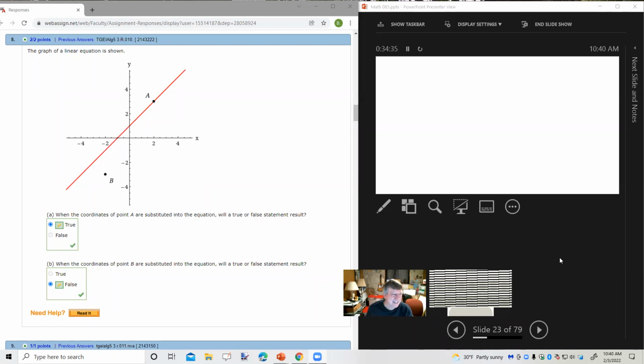I'm okay with it. All right, let's take a look at number 8. The graph of a linear equation is shown. When the coordinates of point A are substituted into the equation, will a true or false statement result? Well, point A is on the line, so it should come out as being true, right? It should be a solution to the equation. Then point B, when the coordinates of point B are substituted in the equation, will the statement result false? So basically what we're saying is point A is on the line, point B is not. And that's all they're asking about. You okay with that?